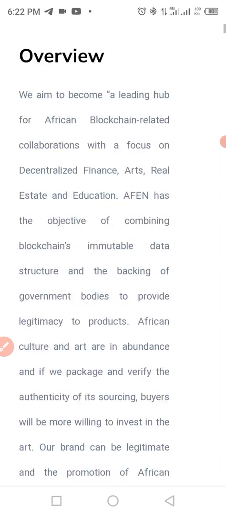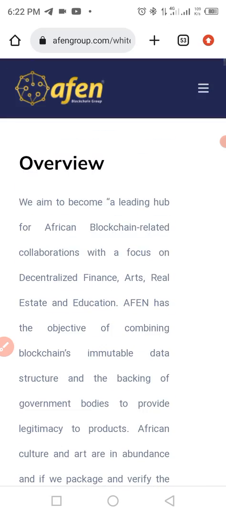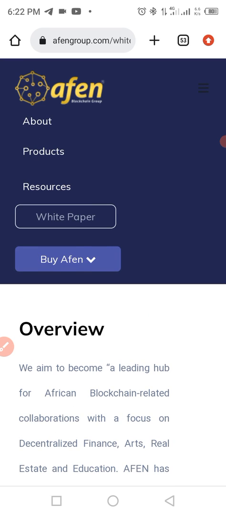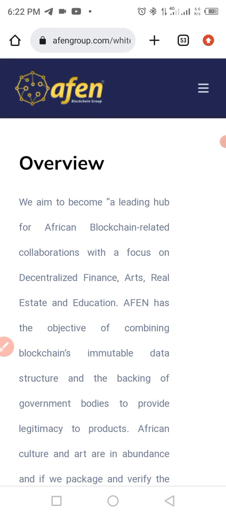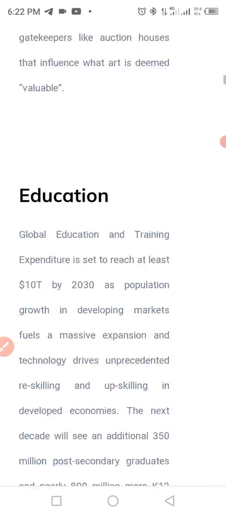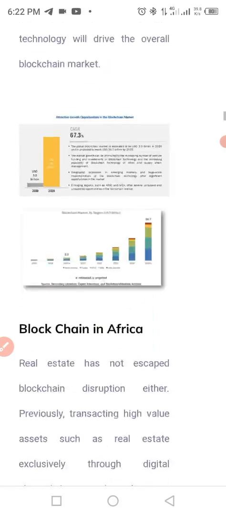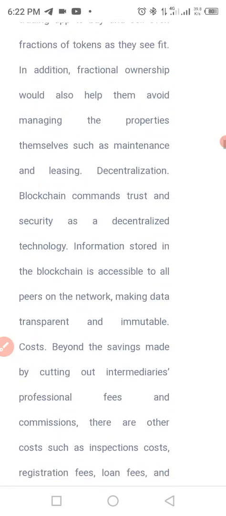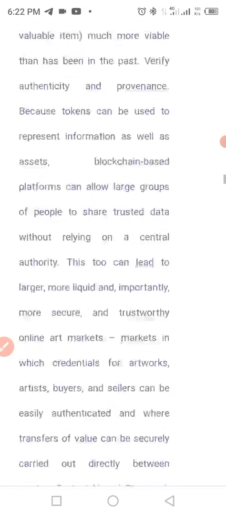Okay, so this is just the Afen. Look at their blockchain. Their blockchain is kind of interesting. It's kind of fine. Let's check the white paper. All right, and let's see the white paper here. This is everything about it. Remember, the white paper shows you everything you need to know about the cryptocurrency: the value propositions, the founders, and everybody you need to know about the coin.